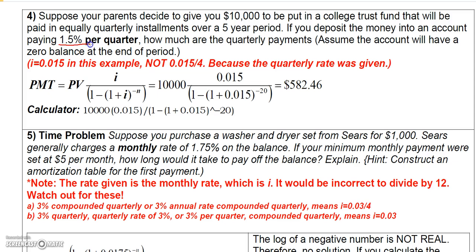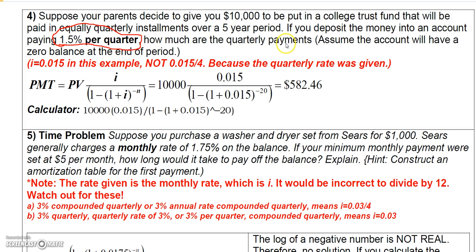Now I want you to pay close attention here. In the past, I always gave you the annual rate, and then when you divided by m in the formulas, it converted it to the quarterly rate. But here, I'm giving you the quarterly rate. So if you're given the quarterly rate, there's no reason to divide. In this example, 0.015 is the quarterly rate, not 0.015 over 4, because I gave you the quarterly rate, not the annual rate this time. So anyway, back to the problem.